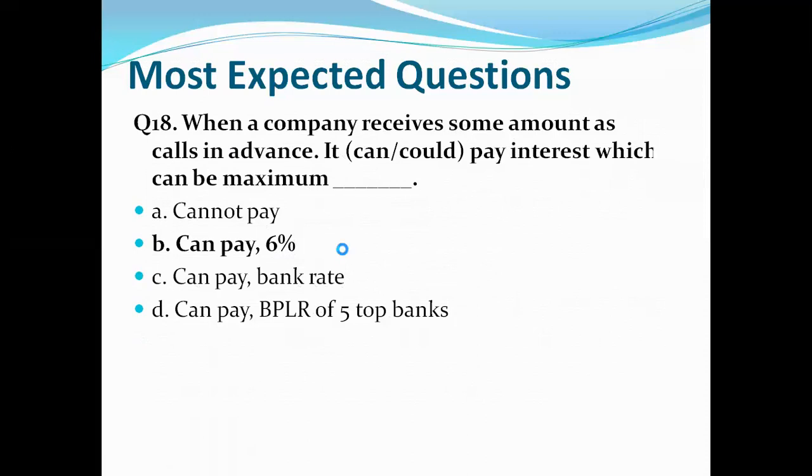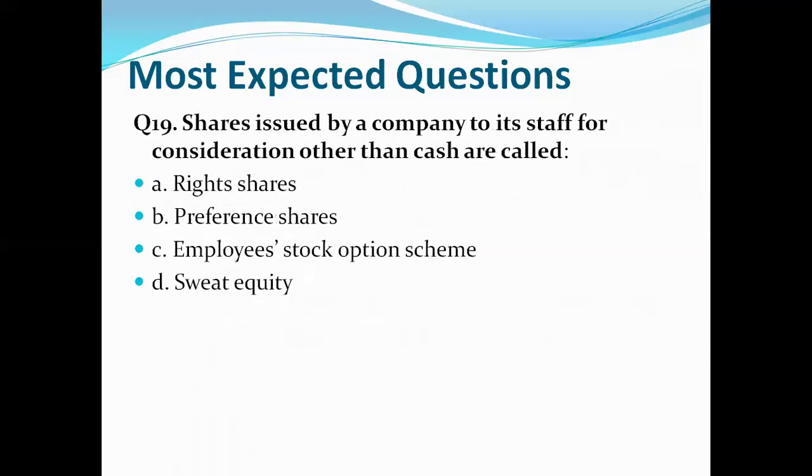So let's move to next question. Question number 19. Shares issued by a company to its staff for consideration other than cash are called right shares, preference shares, employees stock option scheme, sweat equity. So let's see what is the correct answer. Correct answer is D, sweat equity. So let's move to next question.